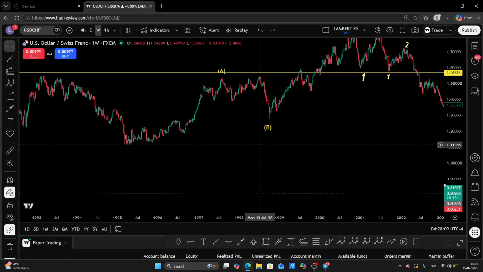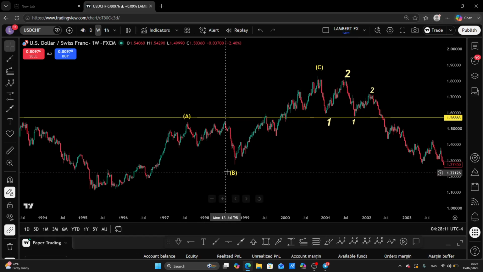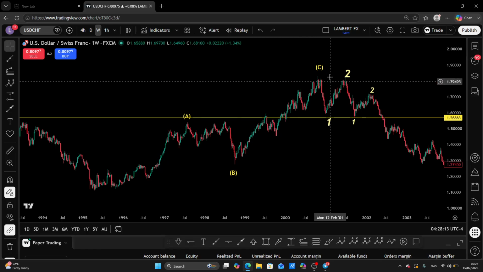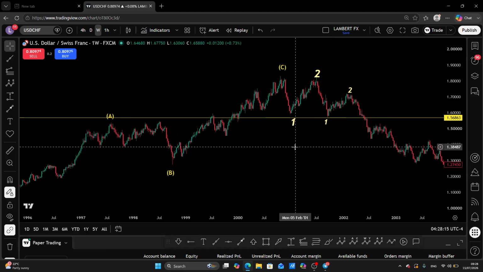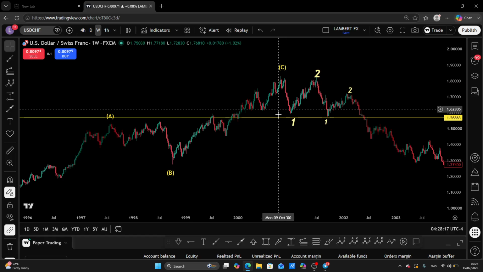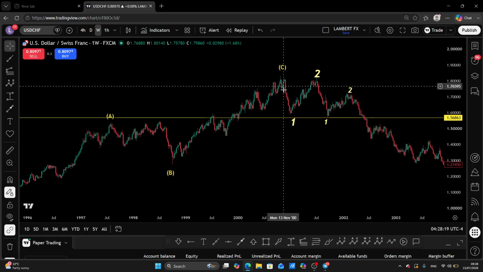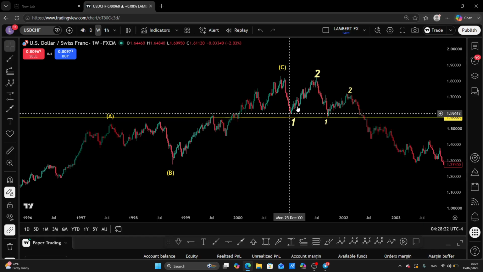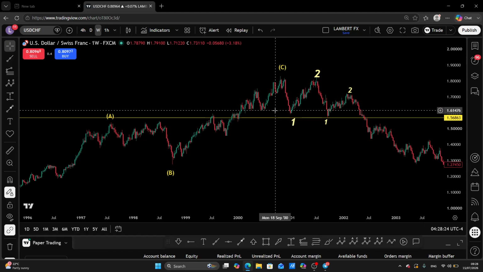So after this correction, we still traded down to the downside, and then we had another A, B, C correction, okay, which ended there. So this is where I want to start my Elliott wave count from. Yeah, I want to start it from here.